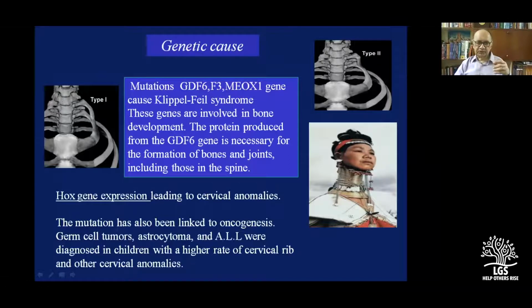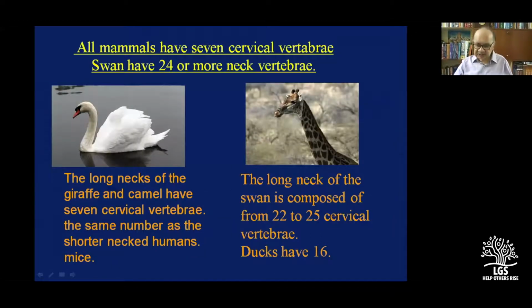The protein produced by the GDF6 gene is necessary for the formation of bone and joint, including the spine. Hox gene expressions lead to cervical abnormalities. The mutation is also linked to oncogenesis. So germ cell tumors, astrocytomas, and acute lymphatic leukemias were diagnosed in children at a high rate with cervical rib and other cervical anomalies. This is an interesting observation by scientists.